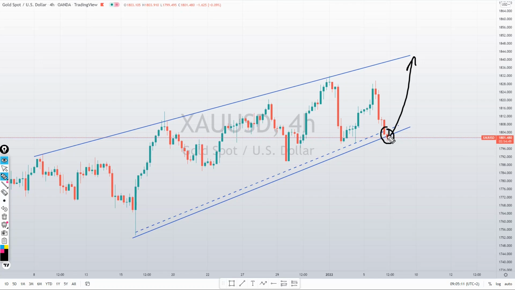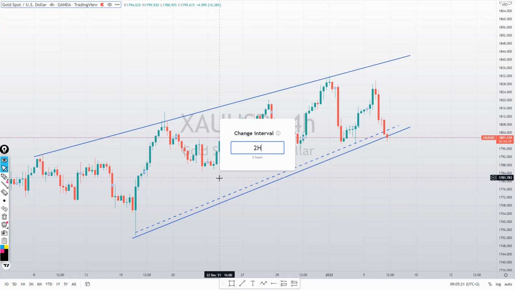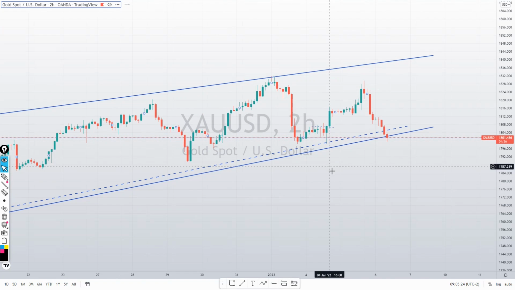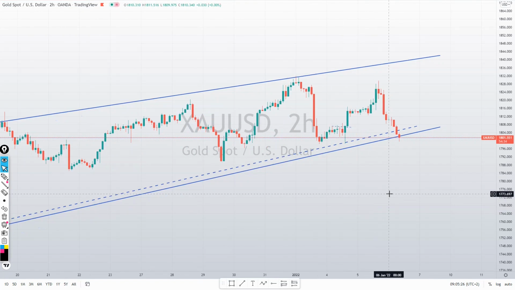You see why? Because we reached the support area, so it means we can check that on a bit smaller time frame and see what's really happening. Let's use 2 hours time frame. We need to see exactly what's really happening.